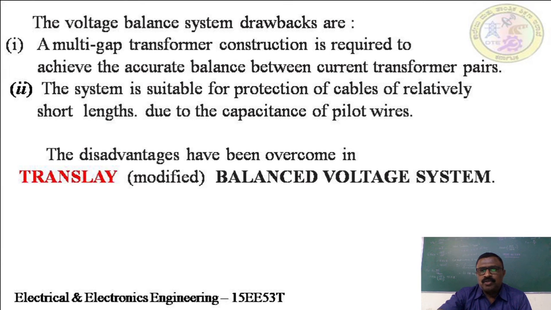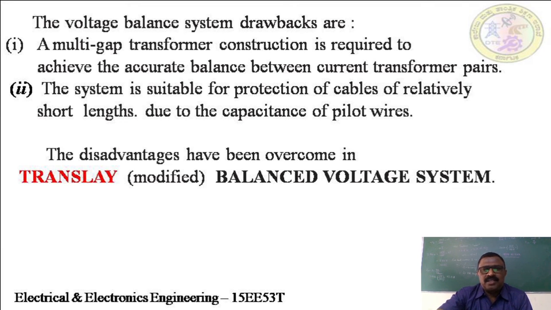the pilot wires. So we are using pilot wires to connect two CTs, CT1 and CT2. These pilot wires will possess some value of capacitance. So it has got a few drawbacks. One, it should have a multi-tap transformer, that is essential in order to go for accurate balance of two CTs. And again, it should possess some value of capacitance. So this capacitance, if you neutralize it, then it is possible to go for the voltage balance system.